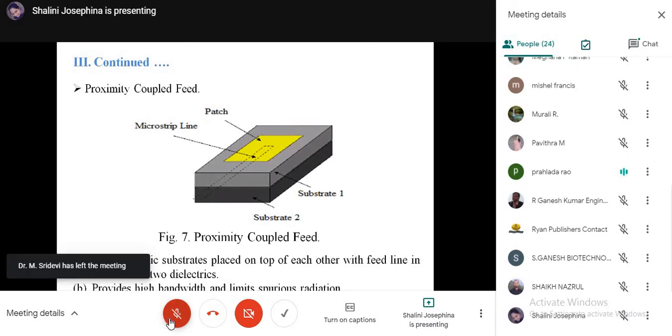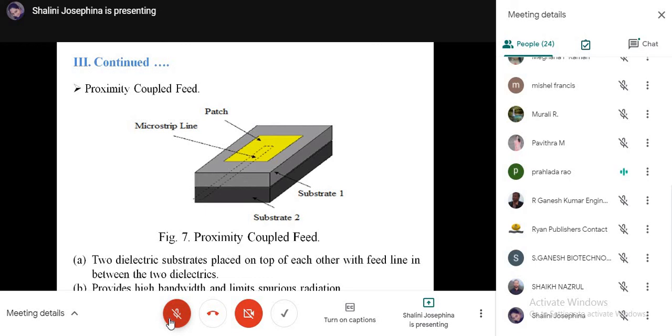The fourth method is the proximity coupled feed. Here again you keep one dielectric substrate on top of another dielectric substrate. You feed the power in between the two dielectric substrates. If you can see that dotted line there, that dotted line represents the position in between the two dielectric substrates. If you feed there, the feed is very near to the radiating patch.